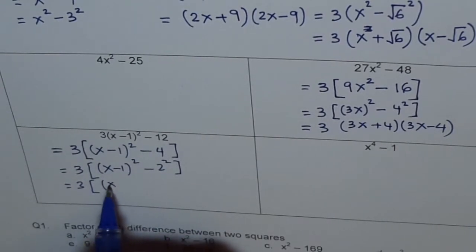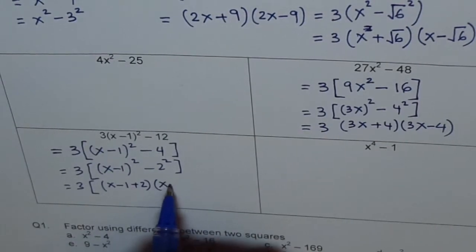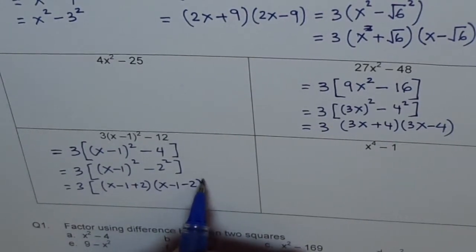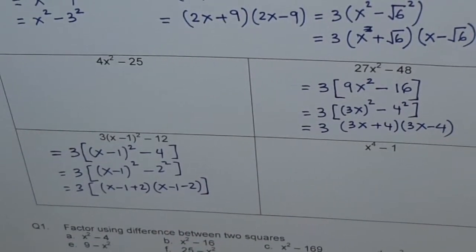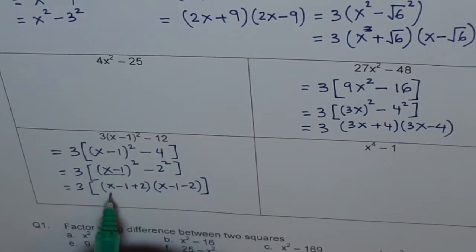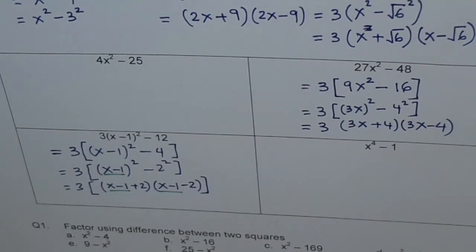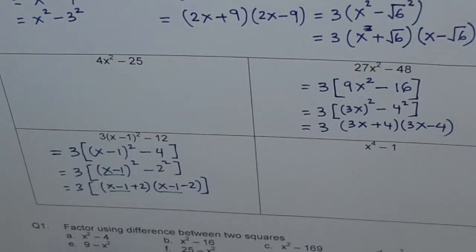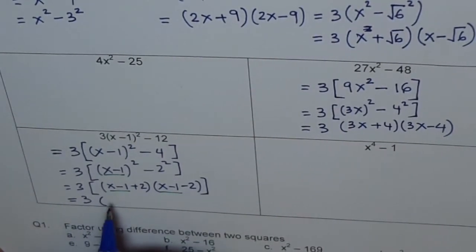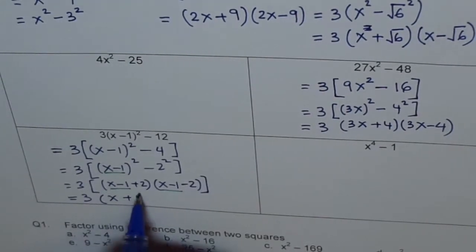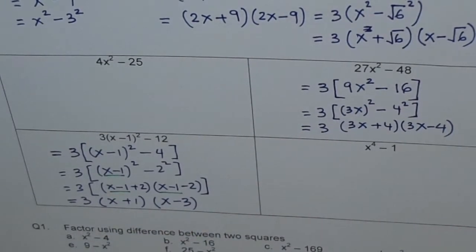Now you can factor it using your difference of squares. This is x minus 1 plus 2 times x minus 1 minus 2. Do you see? For a, what did I take? I took the value x minus 1 as my a. Do you see that? X minus 1 as my a. Correct? So that is how you can factor it. And now you can simplify this to get your answer. So you get 3 times minus 1 plus 2 is plus 1. So you write x plus 1 times minus 1 minus 2 is minus 3. So that's your final answer.